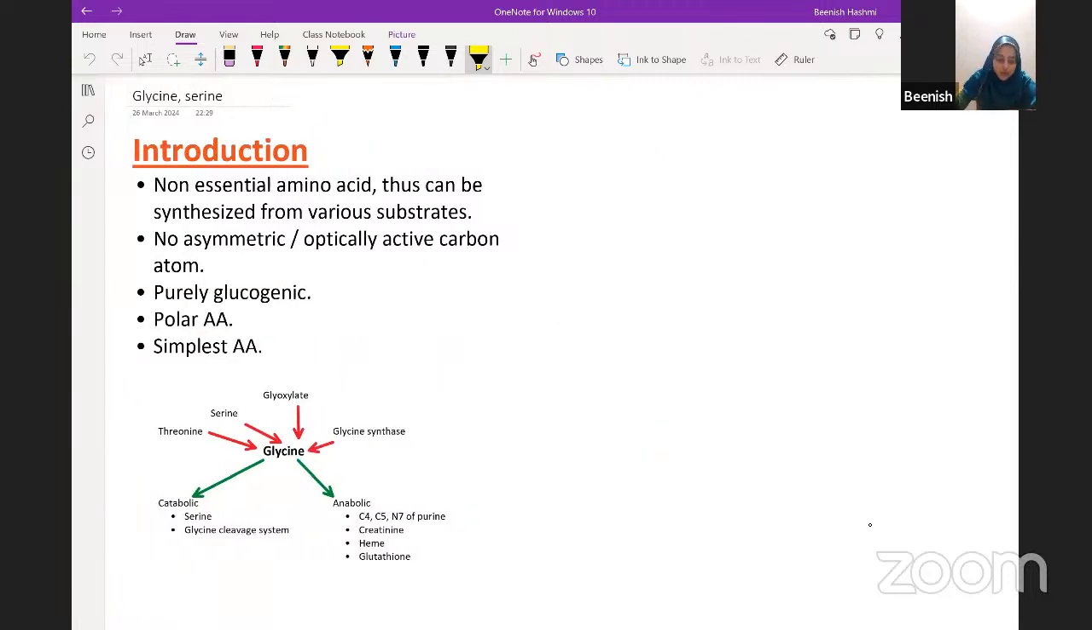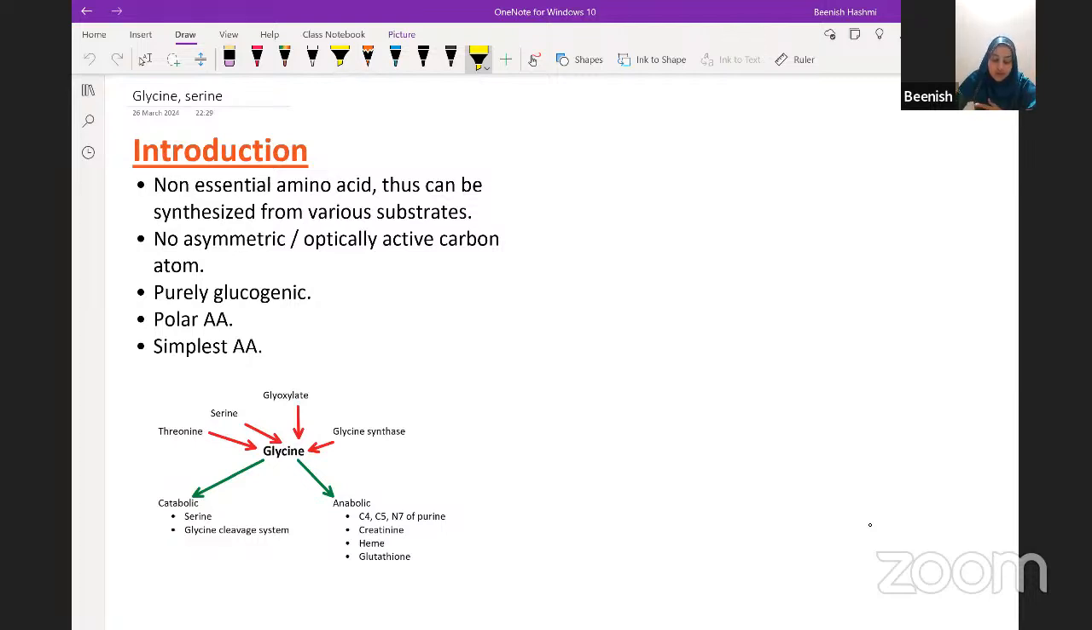Okay, so talking about glycine and serine metabolism, let me just introduce you to glycine first, the structure of glycine and its general properties. Glycine is a non-essential amino acid, that is, it is not taken through diet, it can be synthesized from various substrates in the body itself.